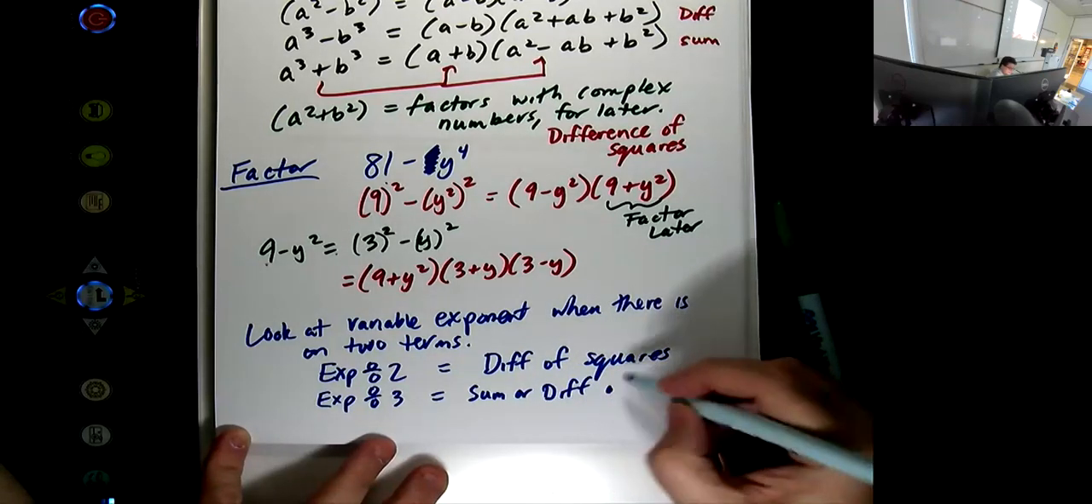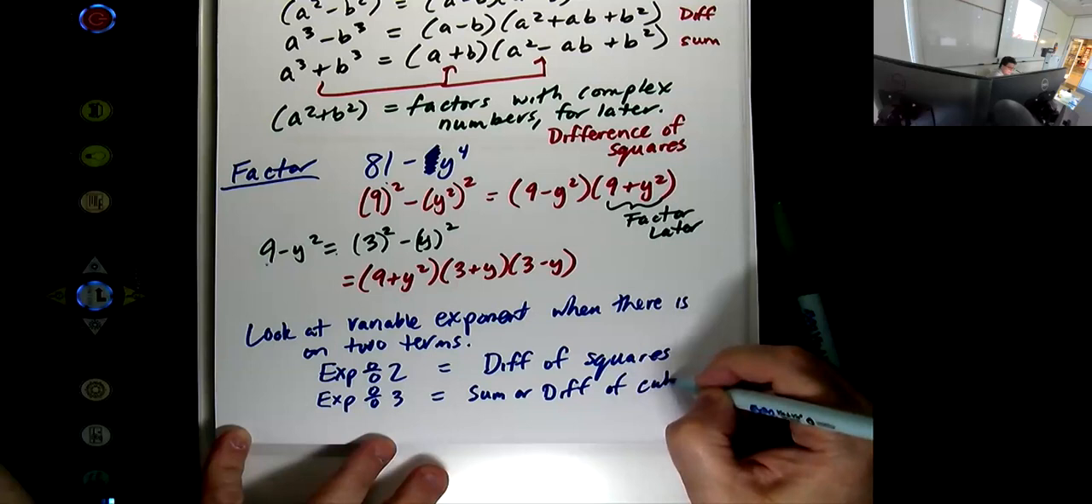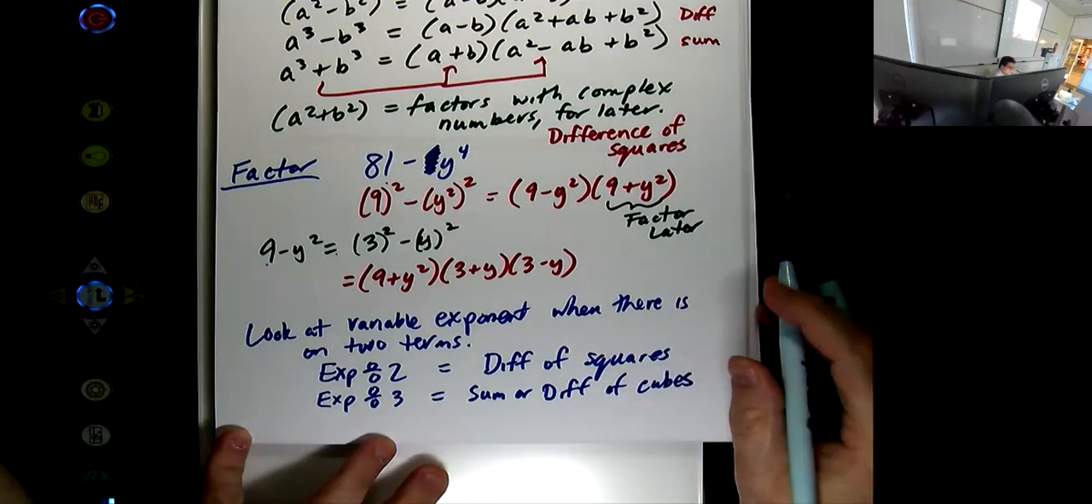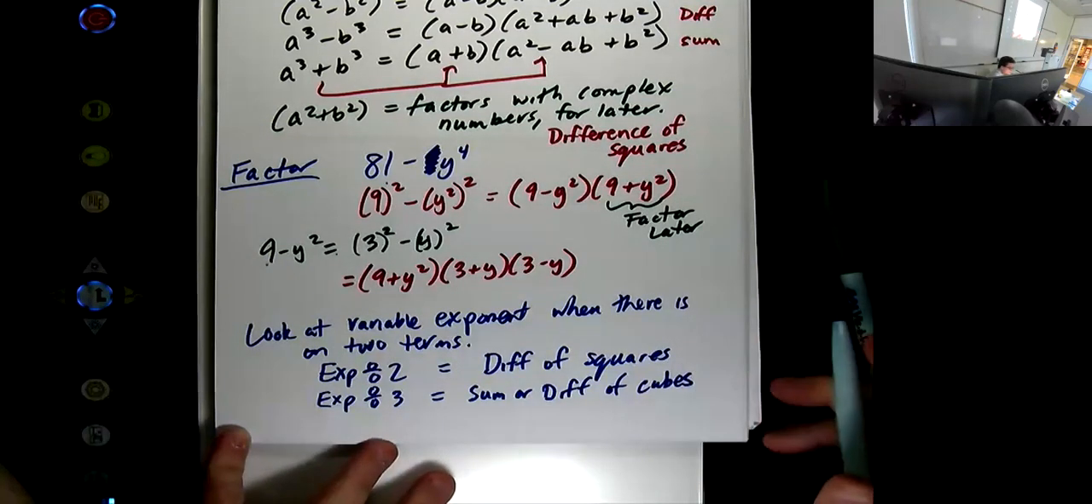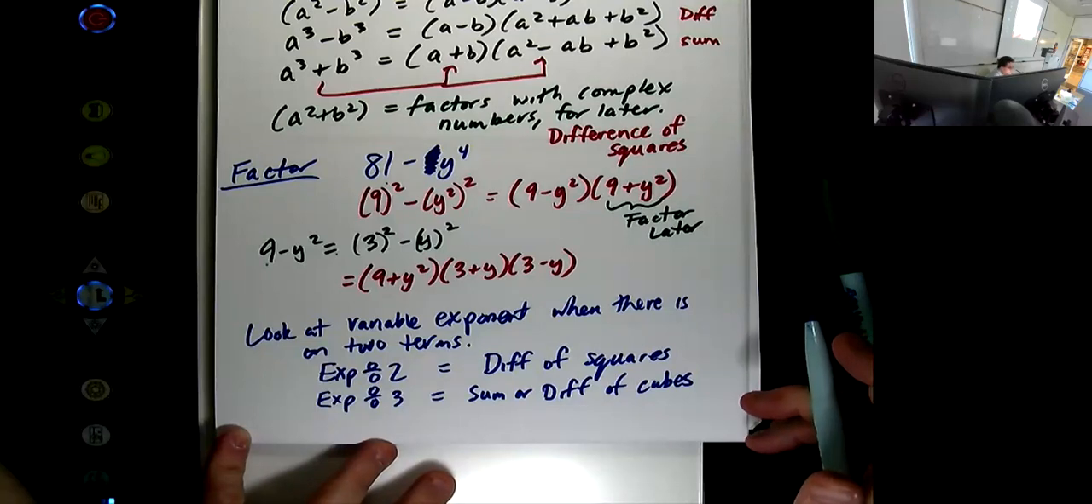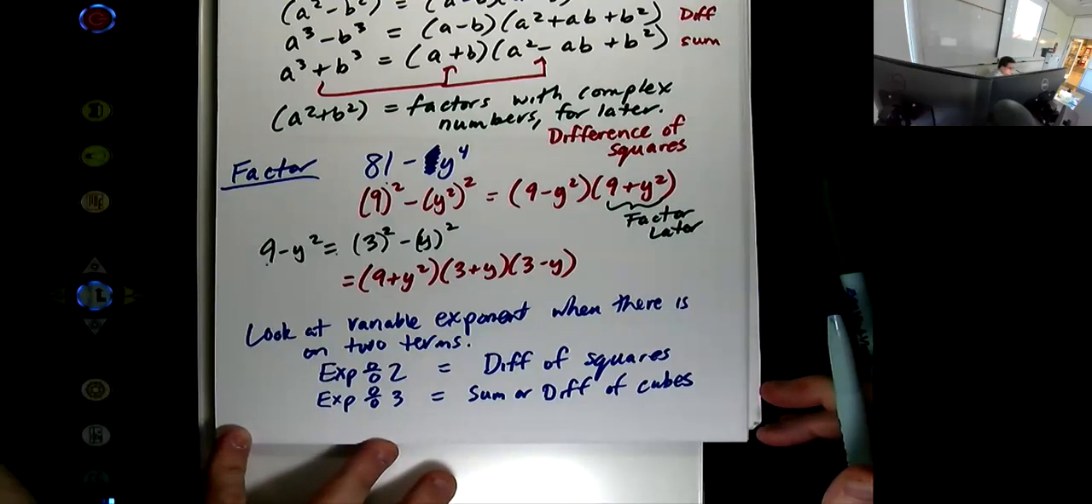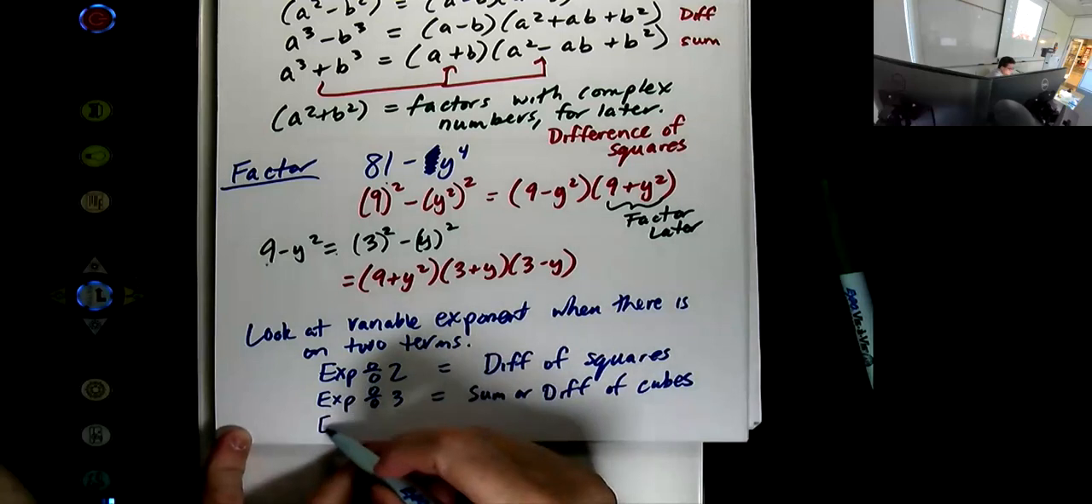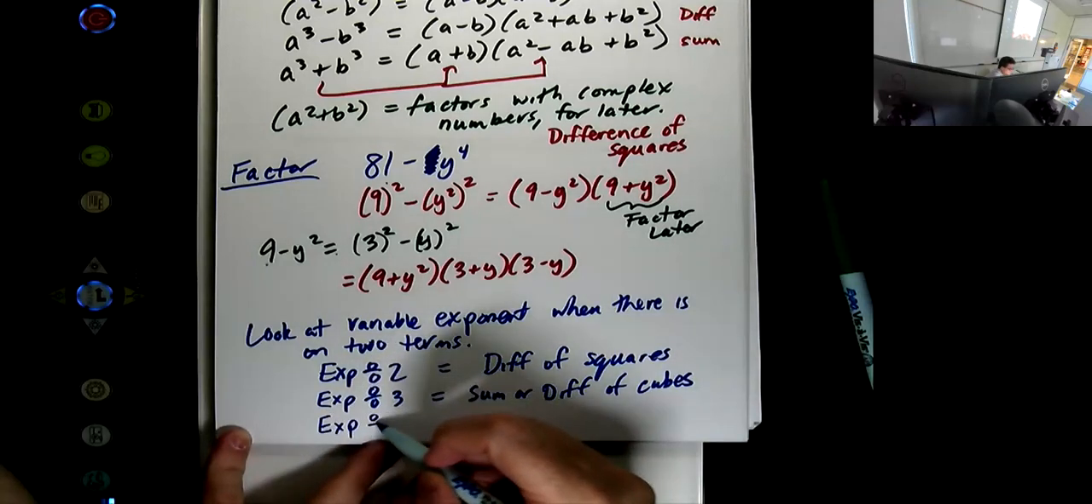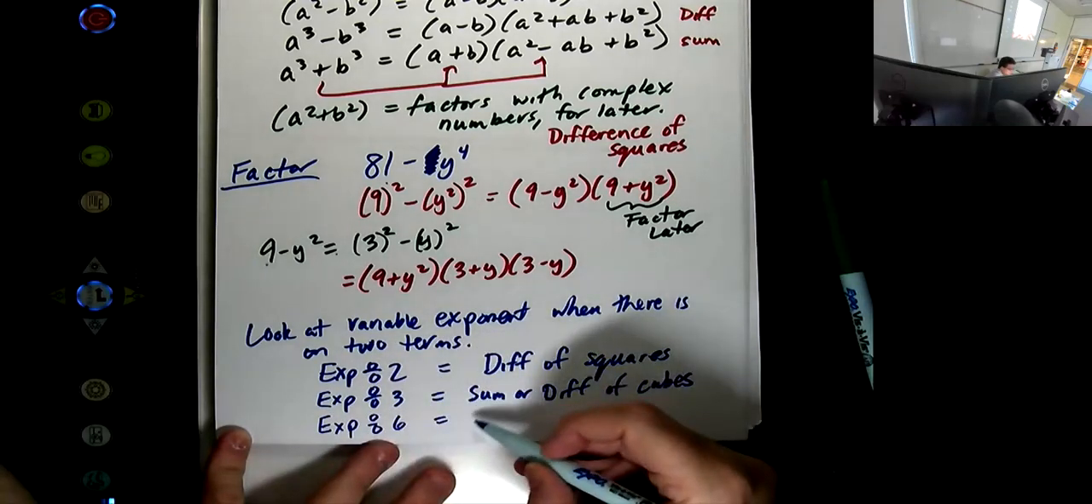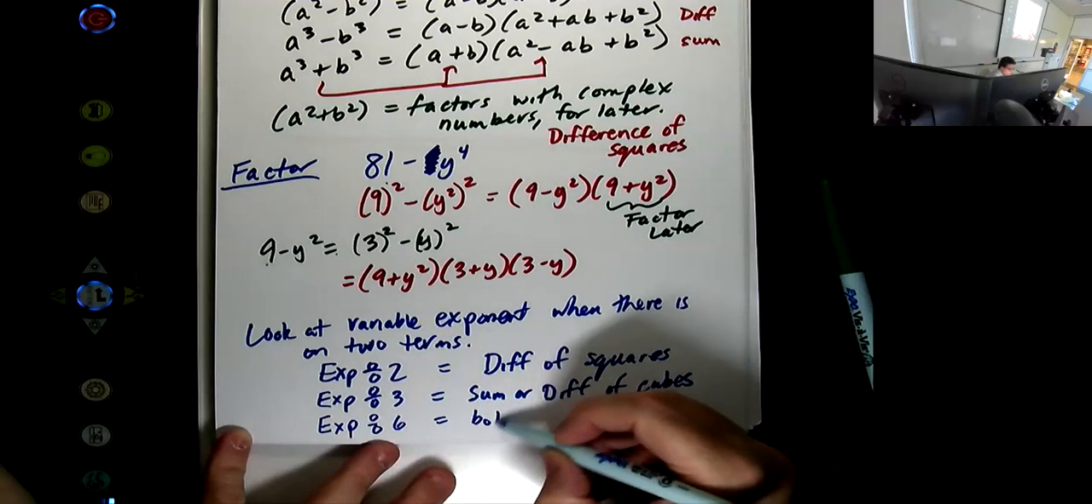If anything, cubes, not squares. It may not factor. One of them may not be a cube, so you may not be able to do anything with it. If the exponent is divisible by 6, both work.